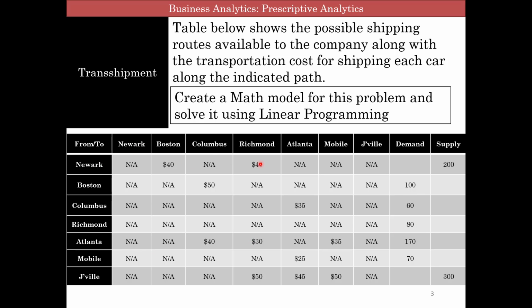Richmond gets cars from New York and from Atlanta. Atlanta can send to Richmond and Mobile, but needs 170 cars. Mobile can send to Atlanta, but needs 70 cars. And Jacksonville can send to Richmond, Atlanta, and Mobile, and its supply is 300. Some of these, like Boston, are both supply and demand nodes. They're called transshipment nodes. Richmond, on the other hand, is a pure demand node, whereas New York and Jacksonville are supply nodes. That's pretty much how we look at the problem.